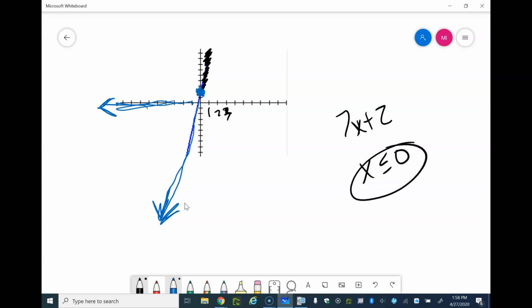So it's going to stop here with a closed dot. So why is it a closed dot? Because remember, if we have less than or equal to or greater than or equal to, this is considered to be a closed dot. If it was just greater than or less than, then it'll actually be an open dot. So at the end of this, we have a closed dot here.